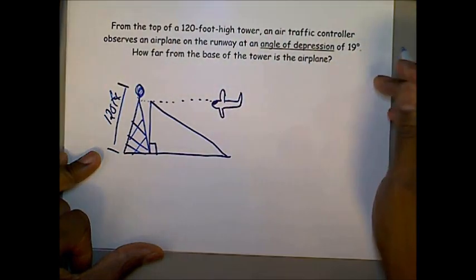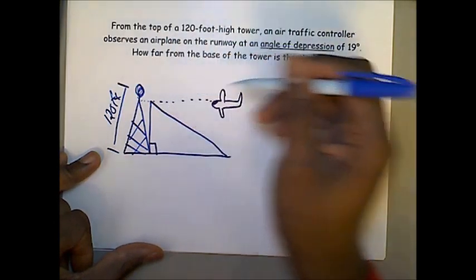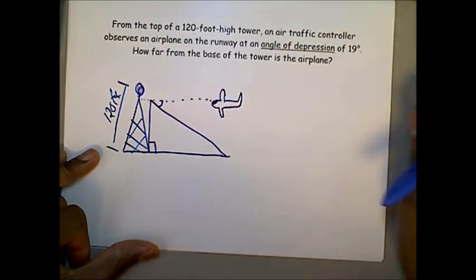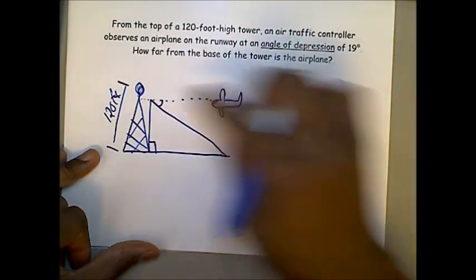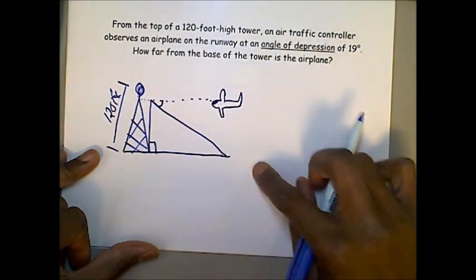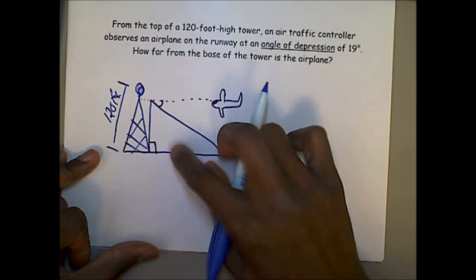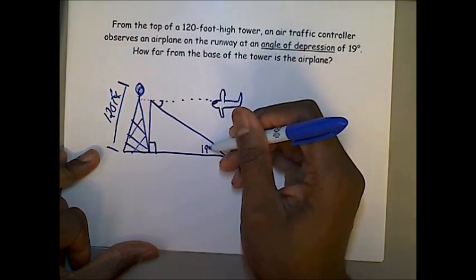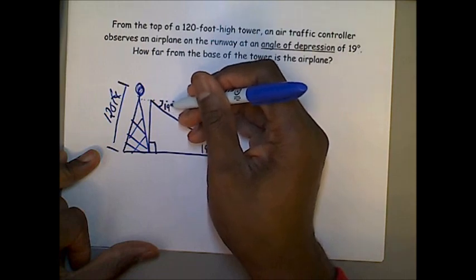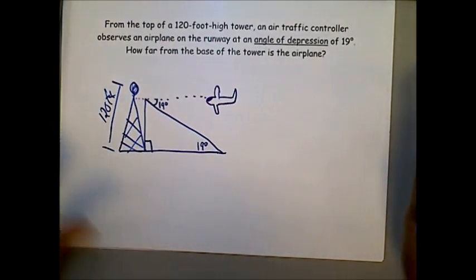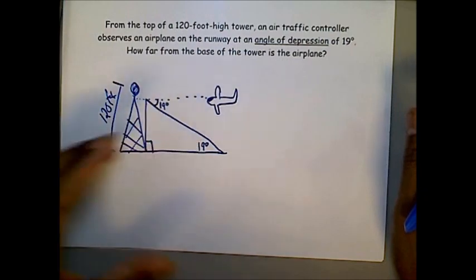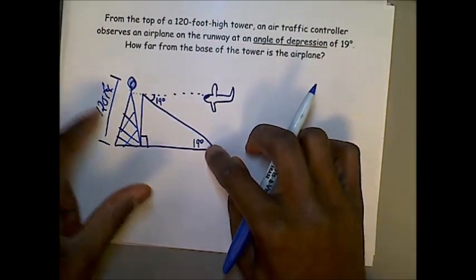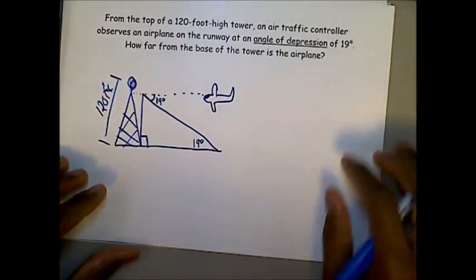So remember, the angle of depression is on the outside of the triangle. So technically this right here is my angle of depression, this angle right here. But remember, I've got parallel lines cut with a transversal, so I've got alternate interior angles. So this angle and this angle right here are the same. Because remember, our angle of depression is equal to our angle of elevation. So I've got this angle here being 19 degrees and the height of the tower being 120 feet.